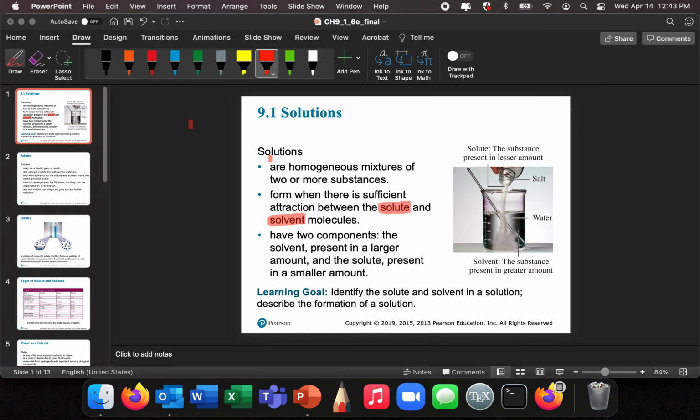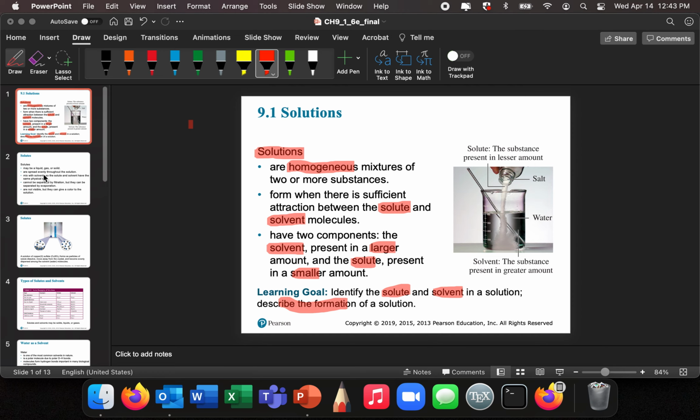Okay, so solutions are homogeneous mixtures of two or more substances, and they form when there's sufficient attraction between a solute and a solvent. They have at least two components: the solvent, which is the one that's present in the greater amount, and the solute, which is present in the lesser amount. Our learning goal here is first of all to describe the formation of a solution and then to identify the solute and the solvent in a solution.